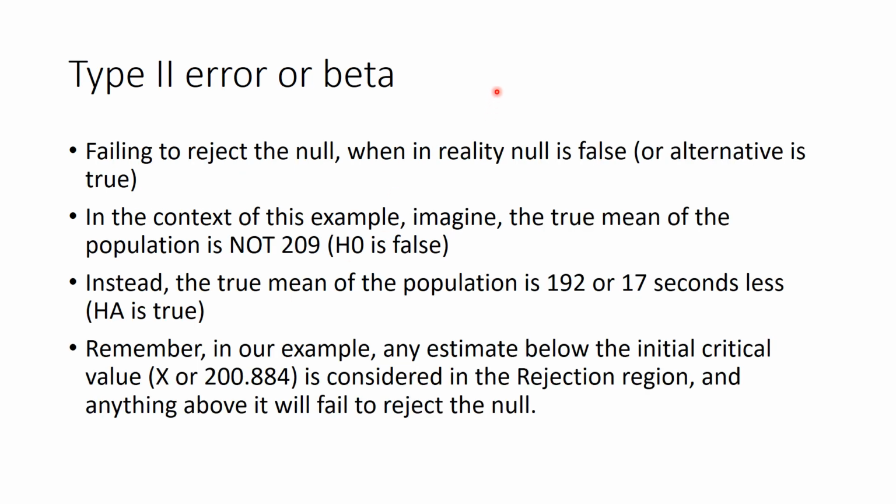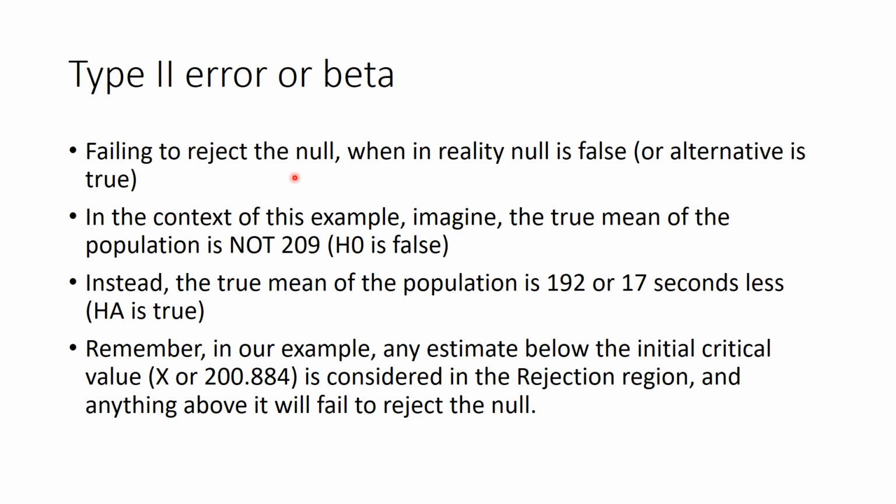Now, let's do a reminder of what our type 2 error, or beta, is. Type 2 error has to be failing to reject the null hypothesis, when in reality, our null is false. So the null is false, but we fail to reject it. Instead of the null is false, we can also say our alternative is true.